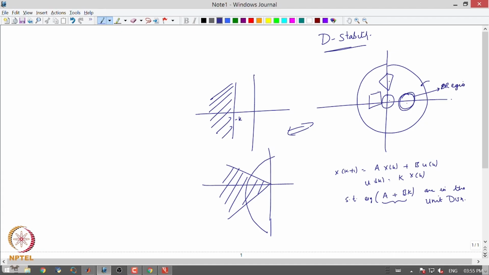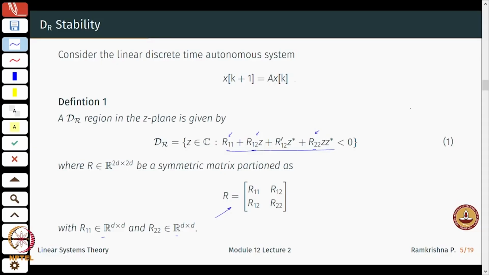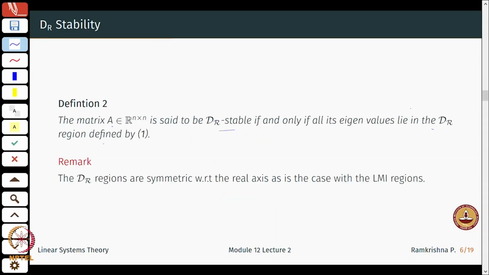My system I would call DR stable if, in addition to stability, all eigenvalues are within this shaded region here. So I am restricting my closed loop poles to certain sub regions of the stable region in the unit disk, and the stable region is the unit circle. Good. Some properties: the DR regions are symmetric with respect to the real axis, as is the case in any general LMI regions.